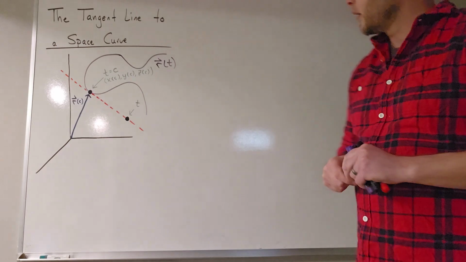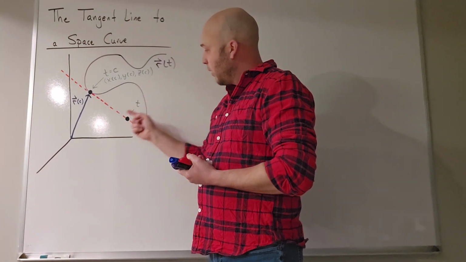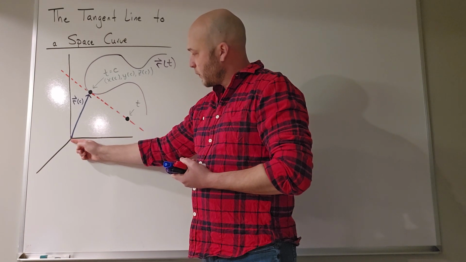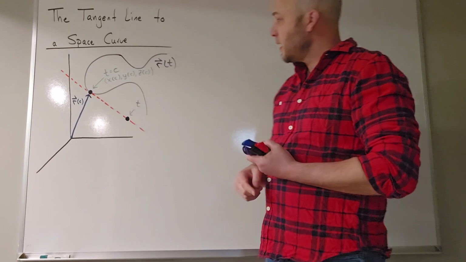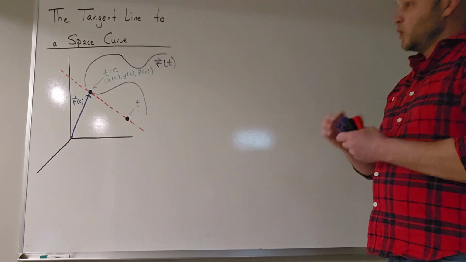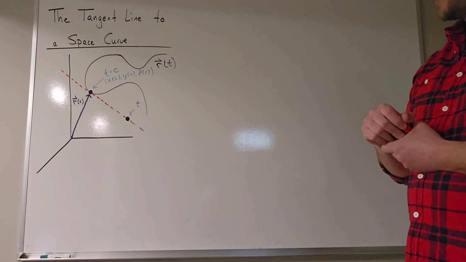All right, so what I want to do is figure out for an arbitrary t, how can I get the vector that would go from the origin to this point right here? And the way I'm going to do that is using a derivative and then also using some vector arithmetic.